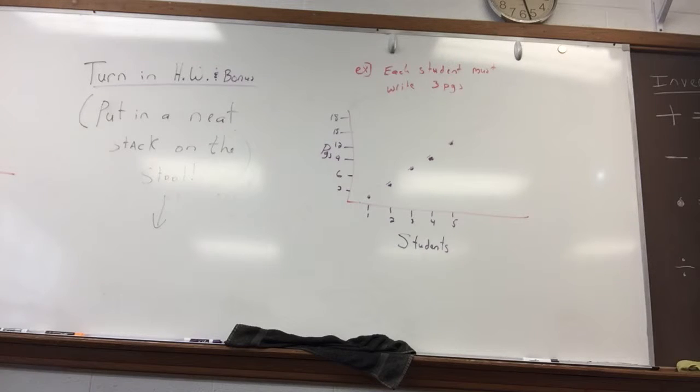Okay, let's go with time versus miles. I get in my car. We're at 0, 0. Here's 1 hour. Here's 2 hours. Here's 3 hours, and I'm driving 60 miles per hour. Okay? So at 1 hour, I've driven 60. At 2 hours, I've driven 120. At 3 hours, I've driven 180.